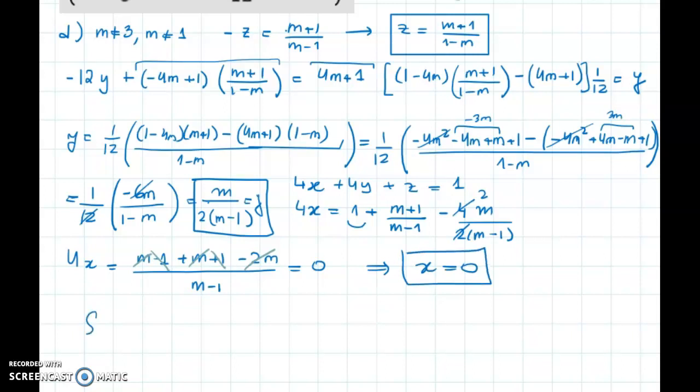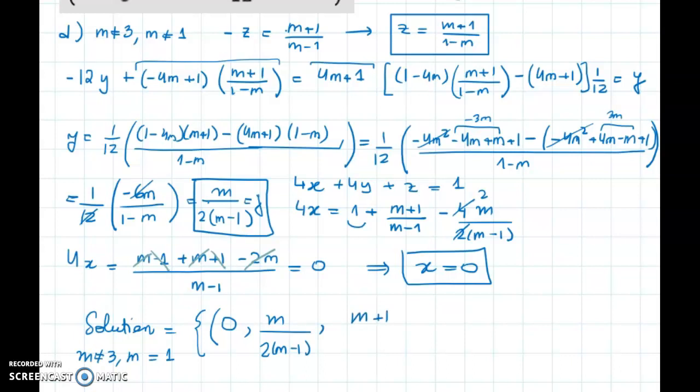So the solution we need to write to finish the problem, this is when m is not 3 and m is not 1, we found a unique solution which is 0 for the first entry, m over 2 times m minus 1 for the second one, and m plus 1 over 1 minus m for the last one. And here m is a real parameter, and m is not 0, it's not 1, and it's not 3 either. And that was the final answer for the last part of the problem.